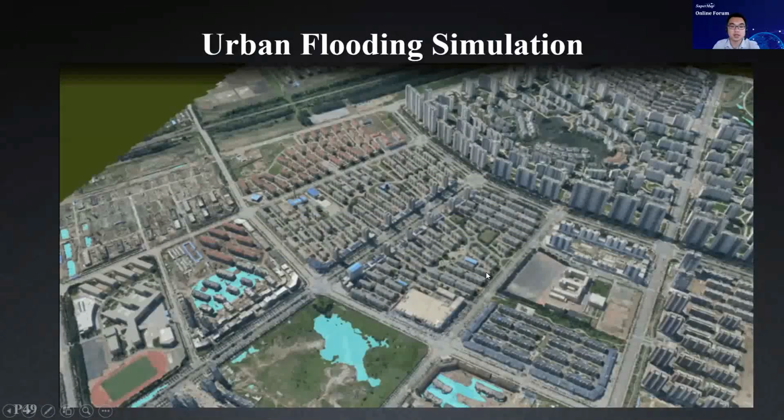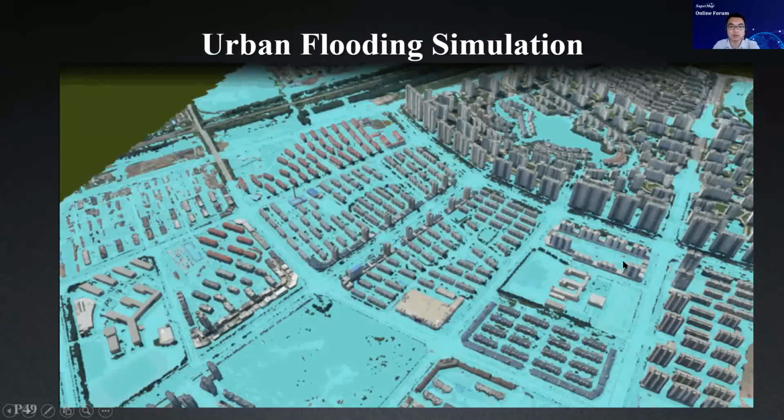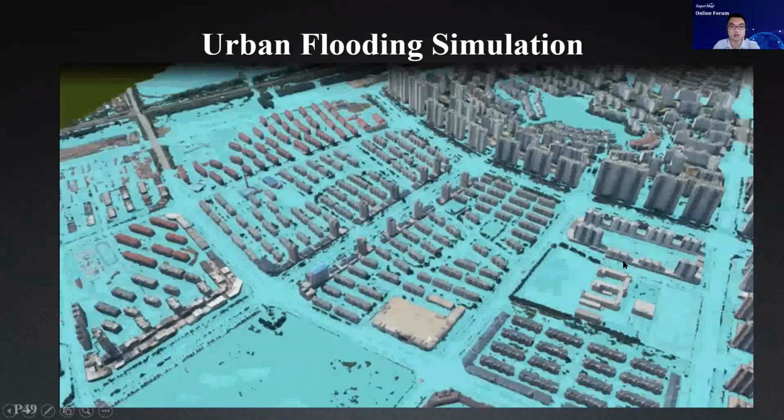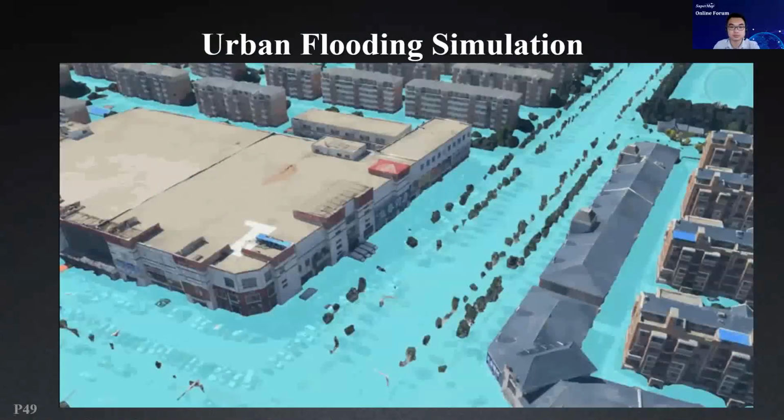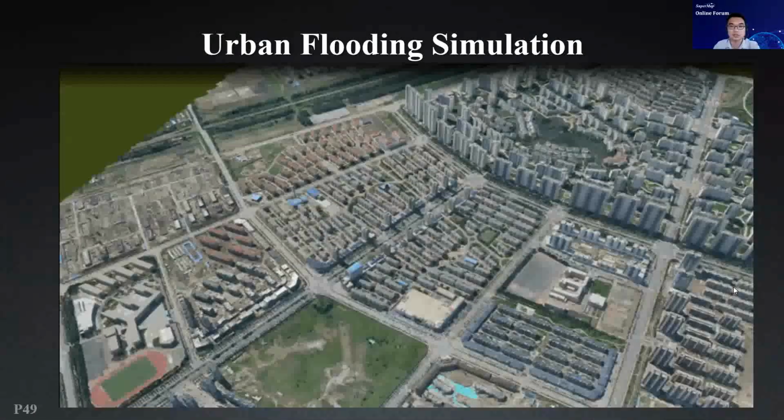And this is one of the applications where we use the oblique photogrammetry data. So you can see we will simulate the flooding in the city. So let's see it again.